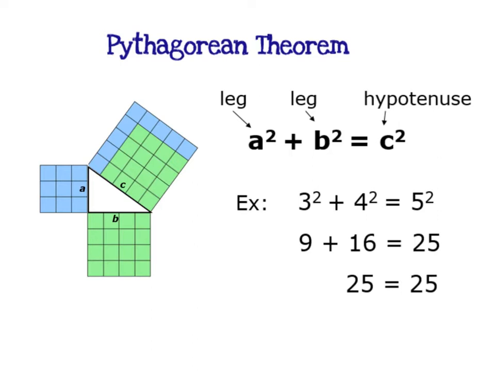If a was 3, and if I look at my picture, a is 3 squares, 3 units: 1, 2, 3. If b is 4, I have 4 units, 4 squares: 1, 2, 3, 4. And c is 5: 1, 2, 3, 4, 5. So if I do 3 squared, which is 9, plus 4 squared, 16, it'll give me 5 squared, which is 25. And 9 plus 16 is 25. So anytime we need to find one of the legs or the hypotenuse, we can use this Pythagorean theorem formula.